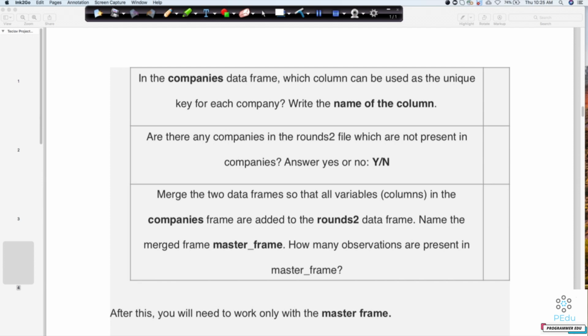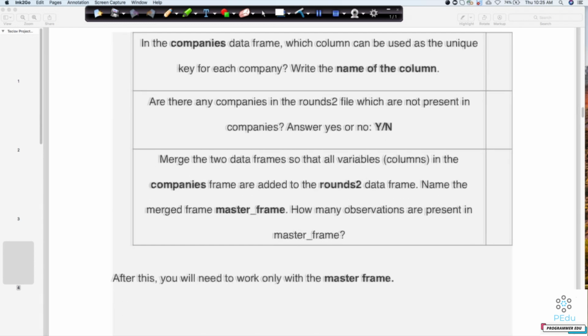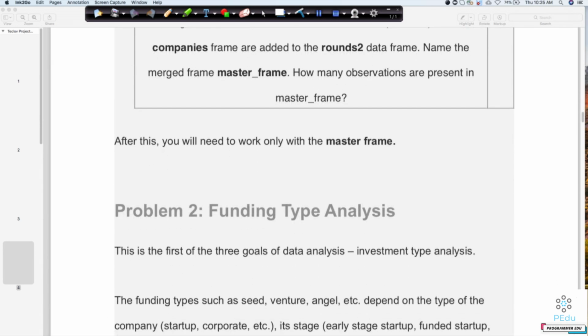Merge the 2 data frames so that all variables or columns in the companies frame are added to the rounds2 data frame. Name the merged data frame master_frame. How many observations are present now in master_frame? This is simple. You can easily do that. So this is what you have to do in problem 1. Problem 1 is quite simple.